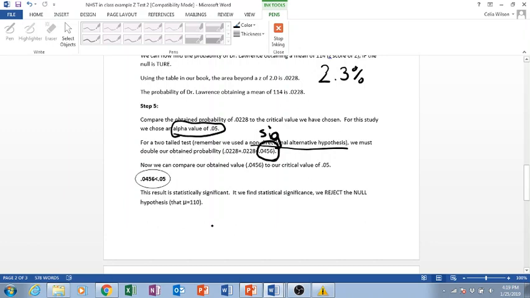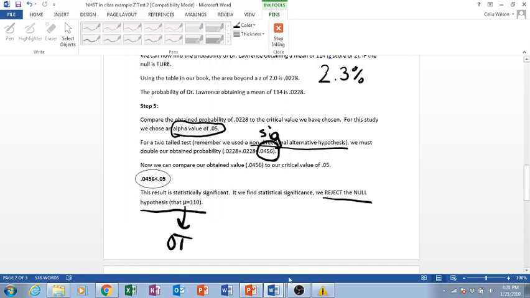So for us, let me think about this. This result is statistically significant. If we find statistical significance, we reject the null hypothesis. Remember, that says OT students also have a mean of 110.